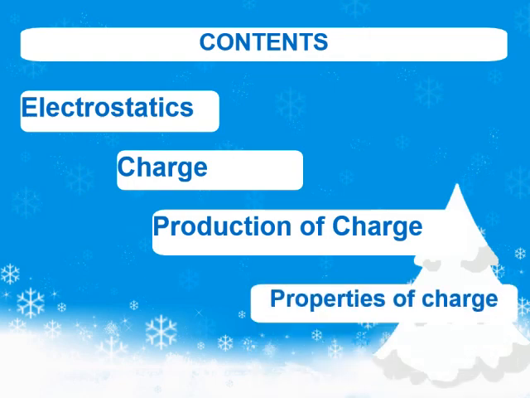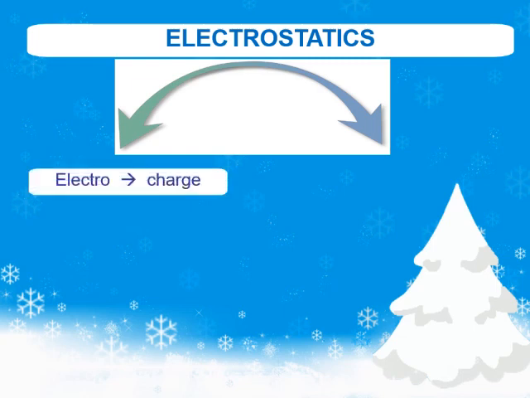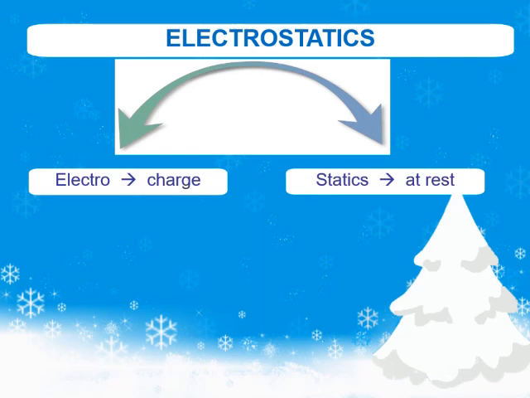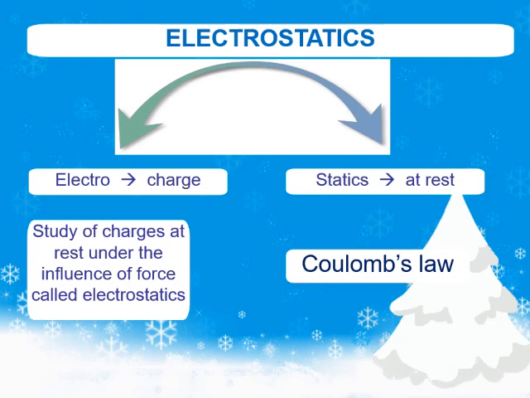Now first of all, what is electrostatics? Basically, electrostatics is made up of two words. The first one is electro, which means charges or electrons, and statics, which means at rest. The study of charges at rest is called electrostatics. Or you can say the study of charges at rest under the influence of force. And this force is called Coulomb force, and it can be calculated with the help of Coulomb's law that we will discuss in our next lesson.